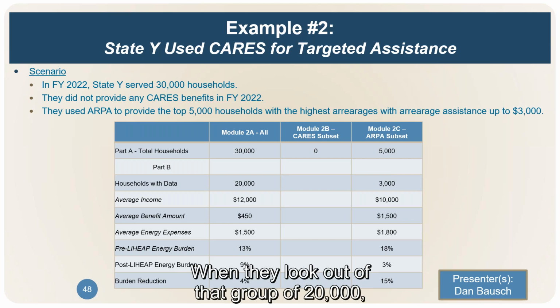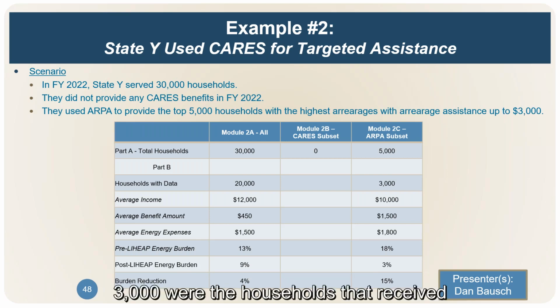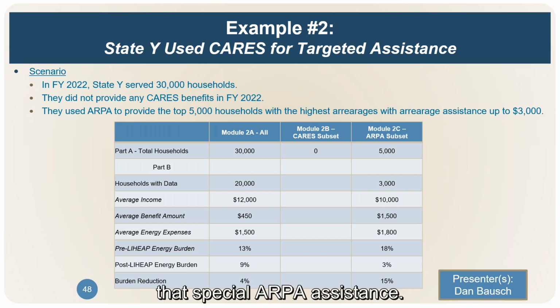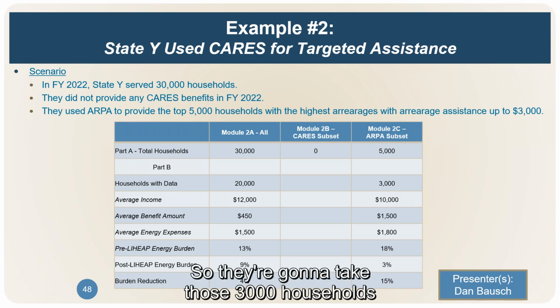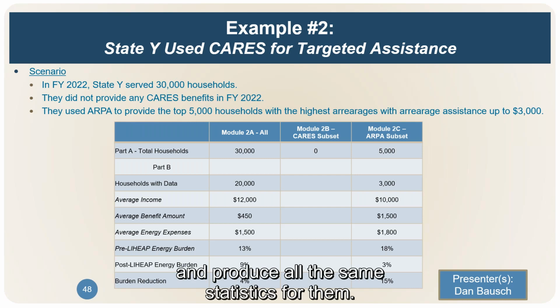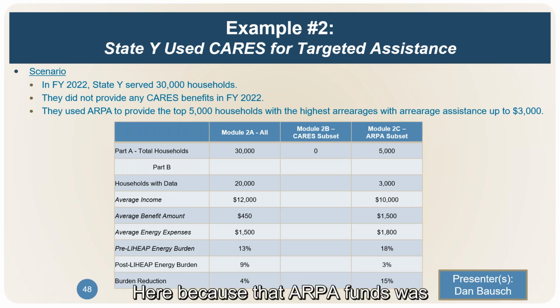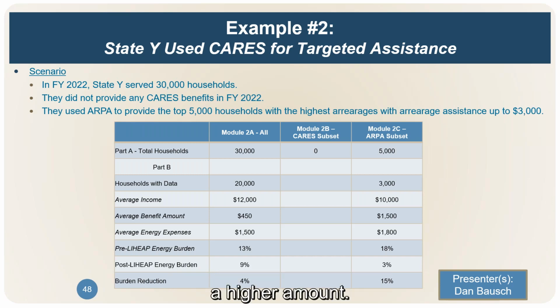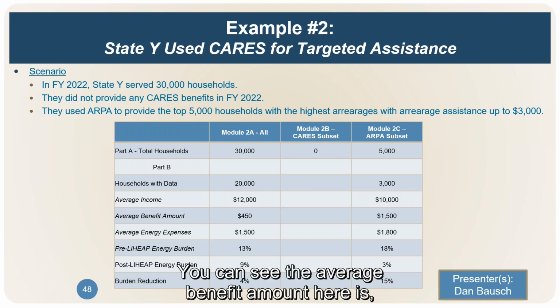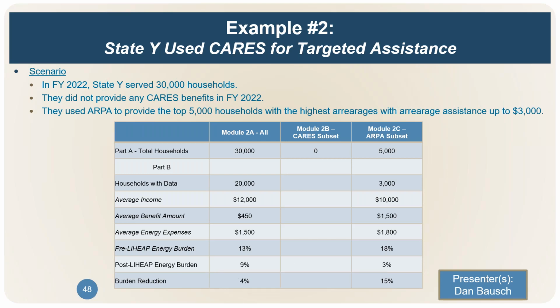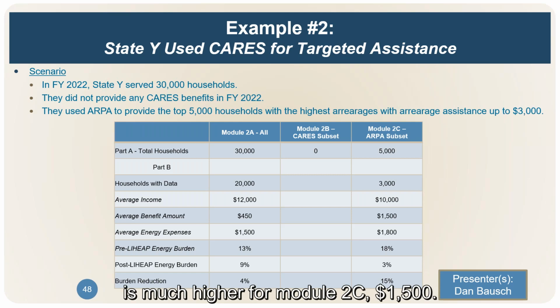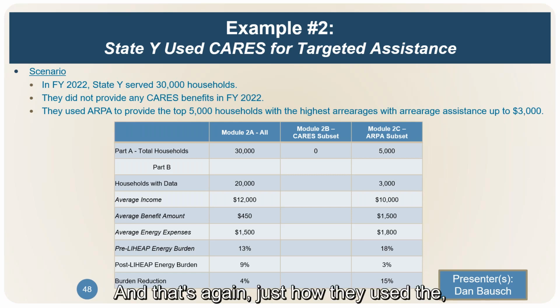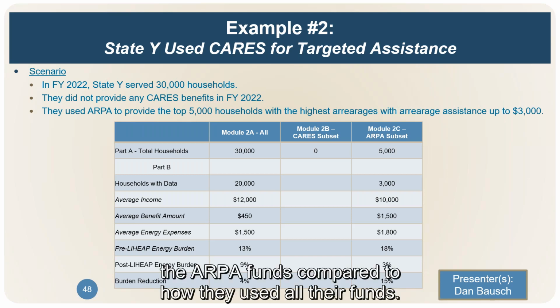When they look at that group of 20,000, 3,000 were the households that received that special ARPA assistance. So they're going to take those 3,000 households and produce all the same statistics for them. Here, because that ARPA funds was used to provide arrearage assistance up to a higher amount, you can see the average benefit amount here is much higher for Module 2C, $1,500. And that's, again, just how they used the ARPA funds compared to how they used all their funds.